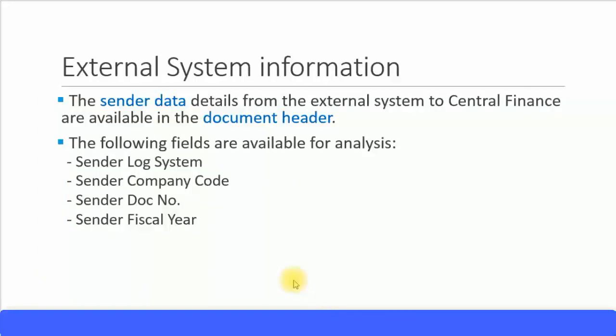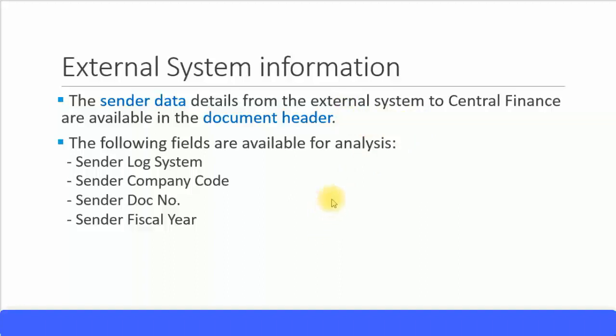The sender data details coming from the external system to Central Finance will be captured in the document header in SAP Simple Finance. Just like the BKPF document header table, you will get the sender's log system. That means what's the information system they are using, the company code details on the sender side, the document number, as well as the fiscal year from the sender's environment. All these will be at the bottom of the document header. Usually at the top of the document header, you get the actual SAP company code, document number, fiscal year, and so on.